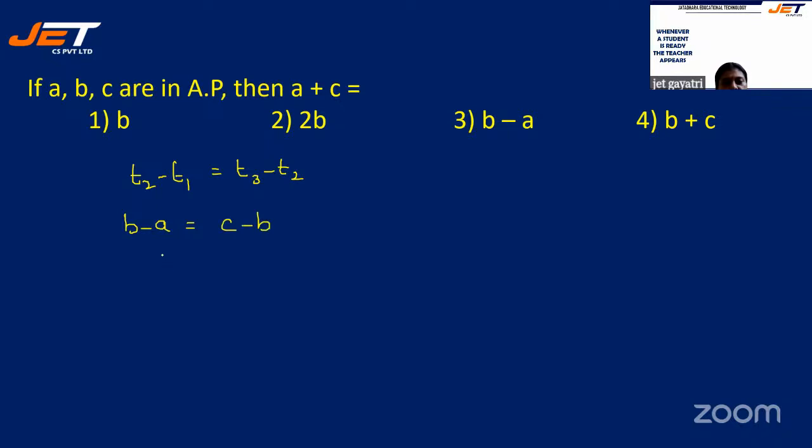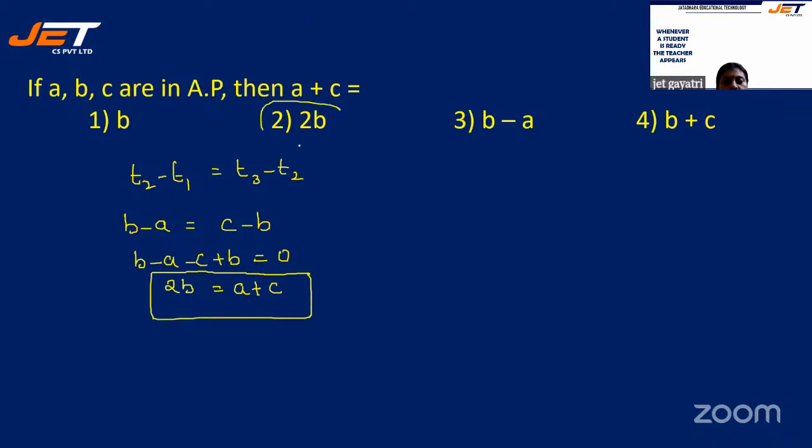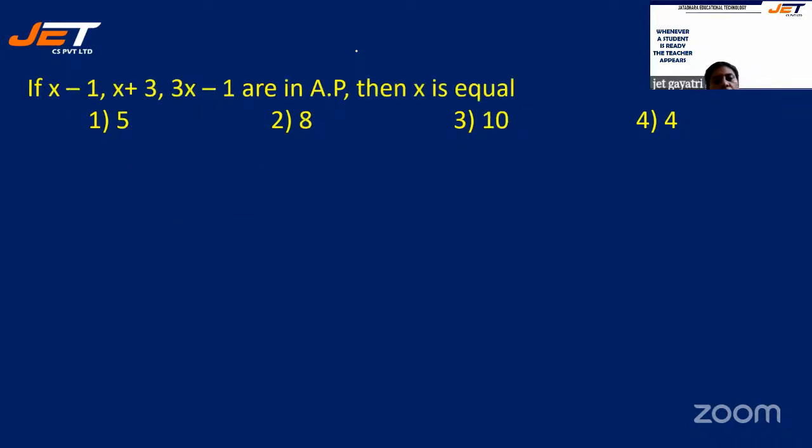Now what is it that we want? We want A plus C. No problem. Bring everything aside. Clear? So you have 2B is equal to, when this A minus C goes to that side, it becomes plus. So A plus C is nothing but 2B. So the answer must be option 2. Hope you all are getting the answers. Let's check. Yes. All right.